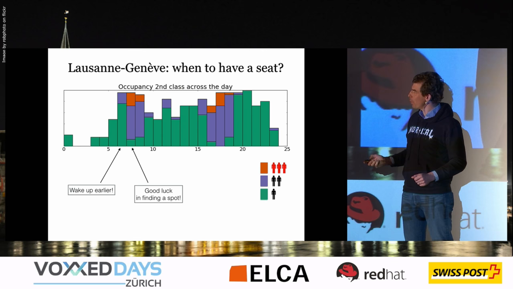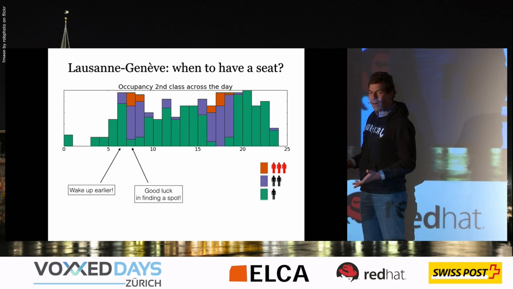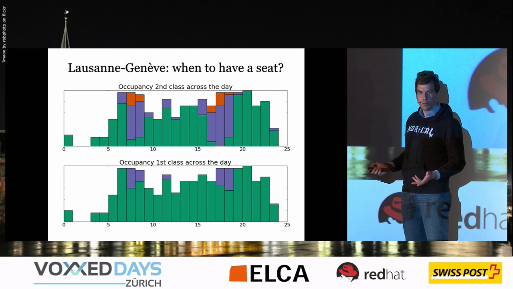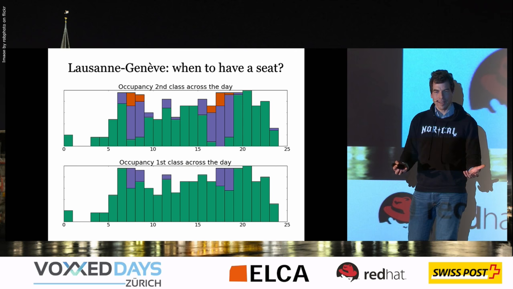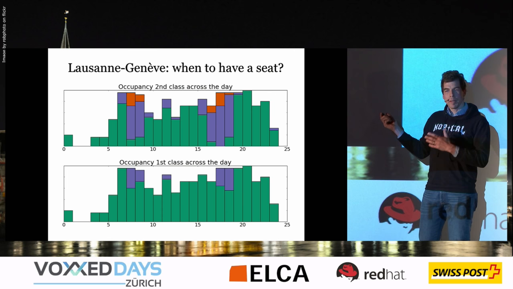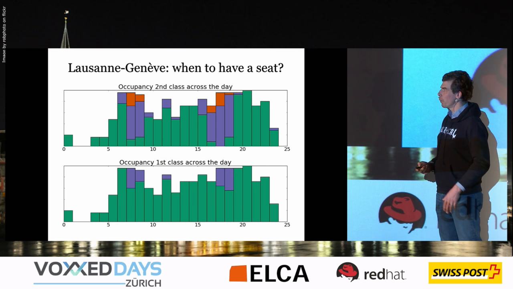Or we live in a capitalist country, we can pay and go to first class and make the same measures for first class, and then we see that it's never really packed between Geneva and Lausanne. The idea here is not to make a big discovery, a scientific discovery about how the railway system works, more to see what we can do with the data.